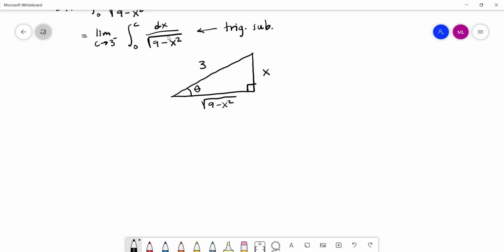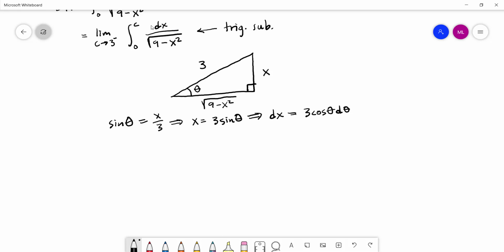Basically, I need to solve for x, and I also need to solve for this 1 over this square root term. So if we do that, I'll notice that, for example, the sine of theta that I've picked is going to be x over 3, which implies that x is equal to 3 sine of theta. And if x is equal to 3 sine of theta, then dx, when I take the derivative, will be equal to, the derivative of sine is cosine, so I'll get 3 cosine of theta d theta. So I've got my dx term.